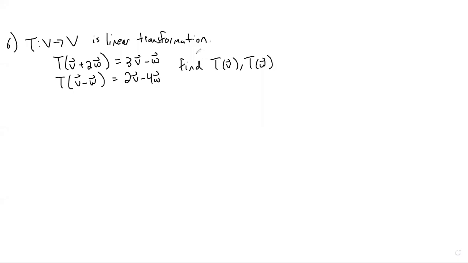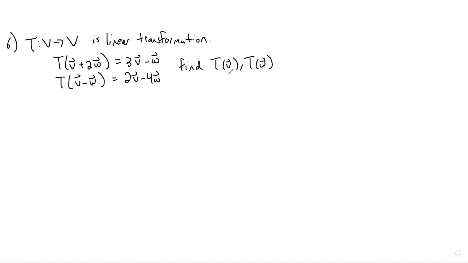Here we're given a transformation from V into itself, and we're told basically what the transformation does for V plus 2W and V minus W. And notice that both of the outcomes are in terms of V and W. And we're asked to find what T does to V and T does to W specifically, so without those combinations. And we're going to use the fact that T is a linear transformation to do this because, again, we get to use those nice combination properties.